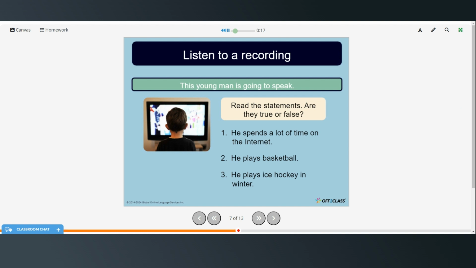I buy a lot of computer games, and I usually buy a lot of computer magazines too. I spend a lot of time on the internet, and I play sports. I play basketball and football, and sometimes I play hockey, but I only play hockey in summer.